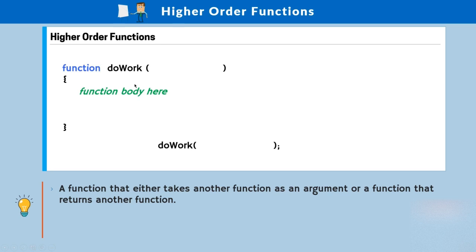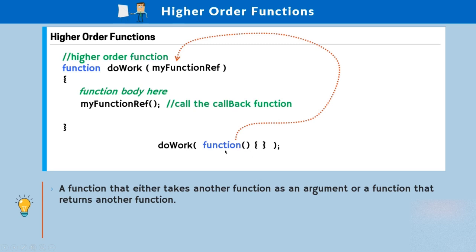For example, in this case, there is a doWork function, and while calling that function, we are supplying a function as argument. Let's call it a callback function. So this callback function reference will be stored in this variable, that is myFunctionRef. After the function name, we should not keep the brackets like this, because we are not calling that function, but we are just receiving that function reference.